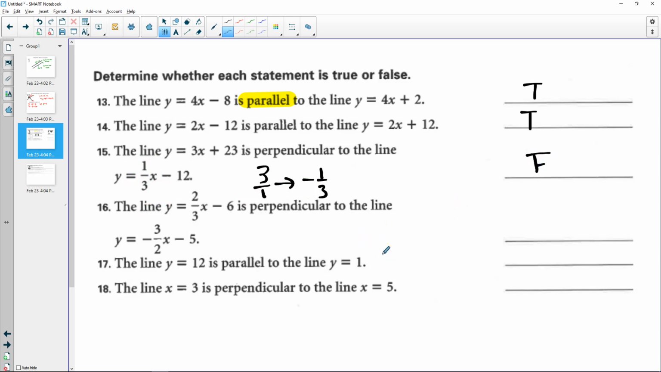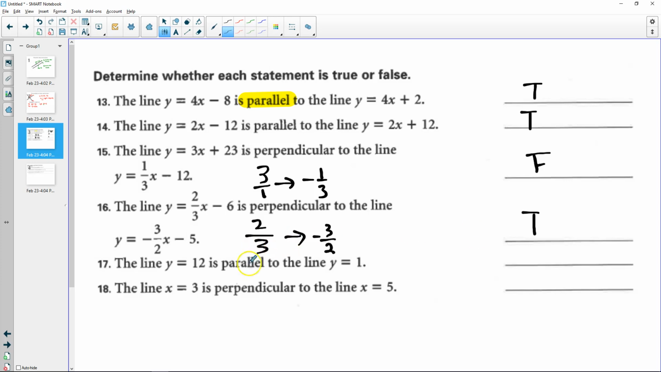Next one, the line y is equal to 2/3 x minus 6 is perpendicular to the line with slope -3/2. If you still cannot see it, let's just write it out. 2/3, negative reciprocal, -3/2. There you go. They're true.